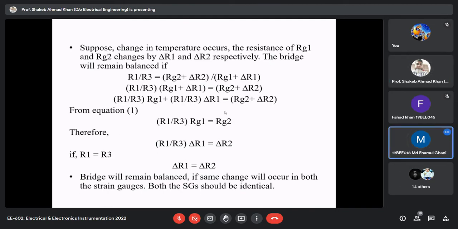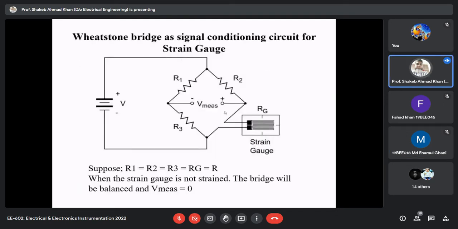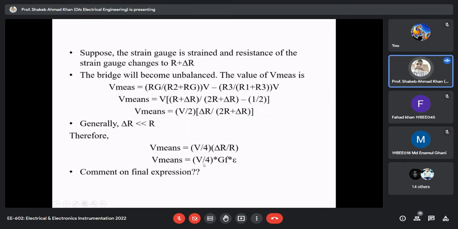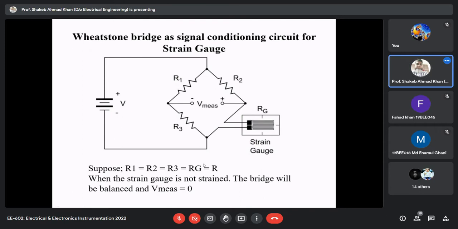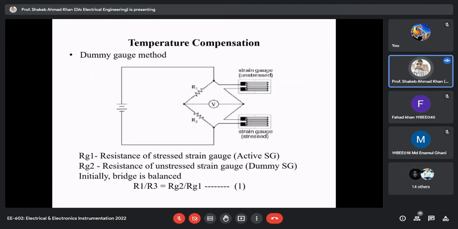Yes, sir. So you can see that your Wheatstone bridge is a very good circuit for strain gauge. Here it is converting the change in resistance into change in voltage, that too in linear fashion, and there is no initial offset. These are the attributes of the Wheatstone bridge as a signal conditioning circuit for strain gauge. Now with this scheme, you can see that it provides the temperature compensation also. Now what could be the obvious extension of this scheme?